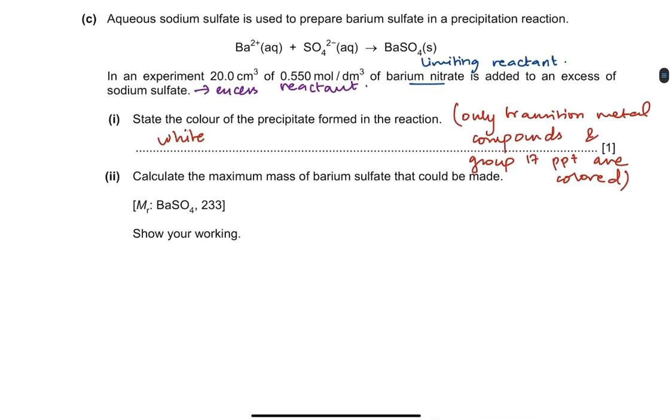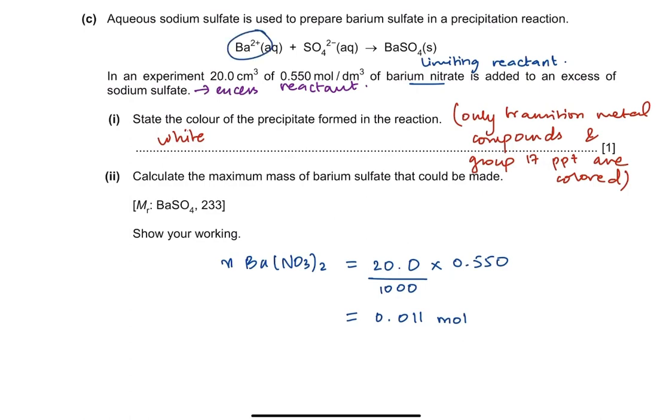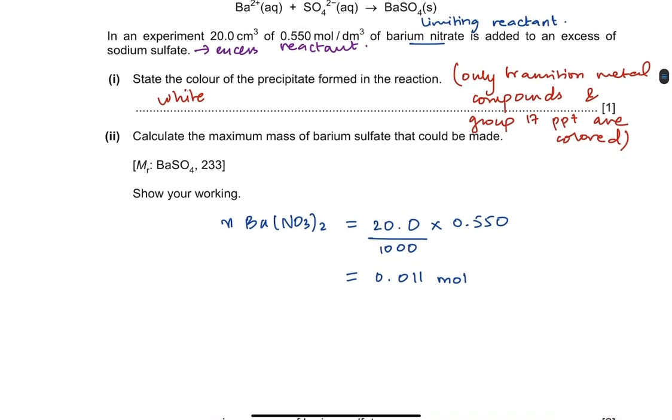Calculate the maximum mass of barium sulfate. We have the equation with us. Now you should know how much barium nitrate was given. The number of moles of barium nitrate is equal to the volume times the concentration, and volume should be in decimeter cube, so divide by 1000. I can find the moles of barium nitrate as 0.011 mole. Now I know that 1 mole of barium ions gives me 1 mole of barium sulfate. So the moles of barium sulfate should also be the same, which is 0.011 mole.